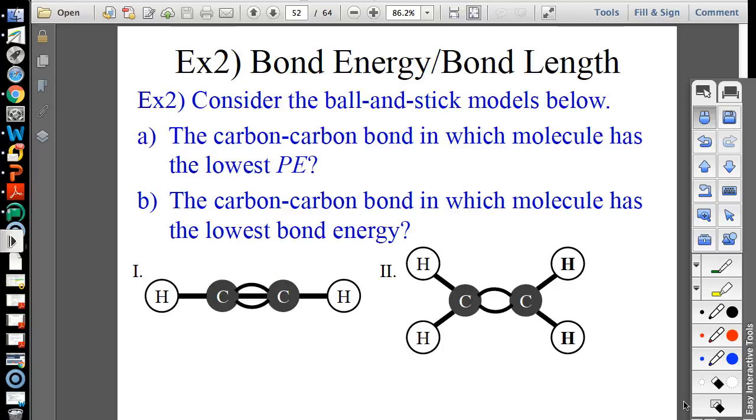Okay, so let's give these two questions a try, you guys, on your paper. This bond stick model, so this is a triple bond, and that's a double bond, basically. What? Oh. I'm used to the straight lines. Yeah, well, that's okay. I helped you.